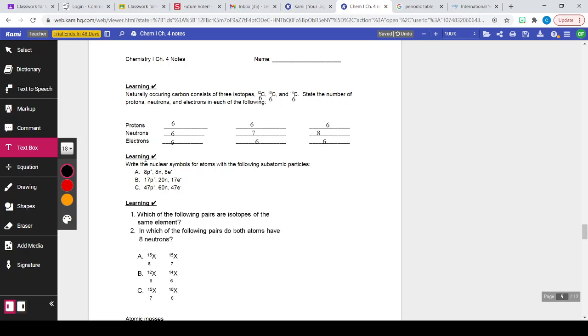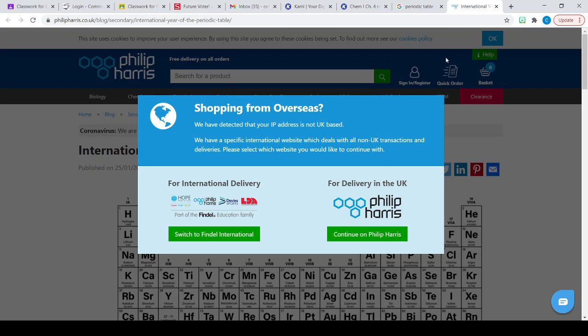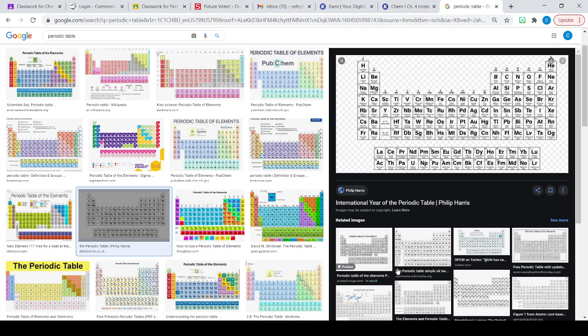Alright, so on this learning check, write the nuclear symbol for the atom with the following subatomic particles. So, if I have 8 protons, I'm going to go to my periodic table. Okay. Let me find a periodic table that's actually going to work here.